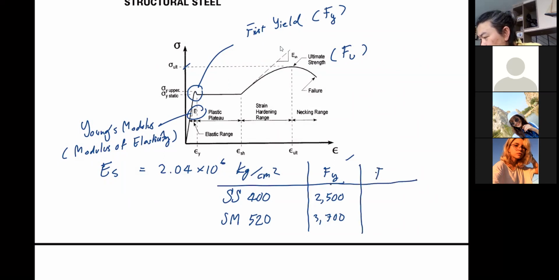And the Fu, SS400 is about 4,050. This is right there in the middle. I don't take it out because for the significant figures, this still counts. It's the third one, okay? And for SM520, it's 5,300. So that's the material that we are going to use in the class or in real life.